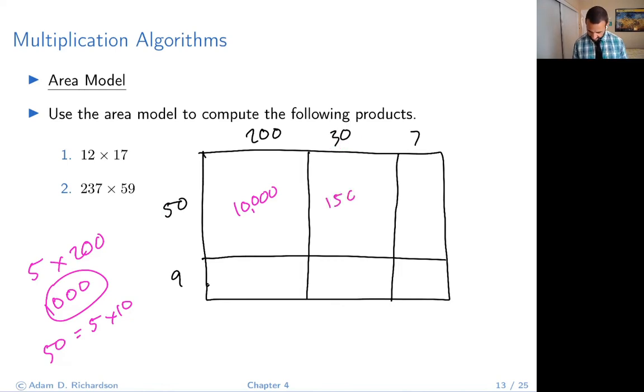That one's going to be 1,500. What is 50 times 7? Hmm, 350, right? What is 9 times 200? 1,800. What's 9 times 30? That's 270. And what is 9 times 7? Oh, I always forget these ones.